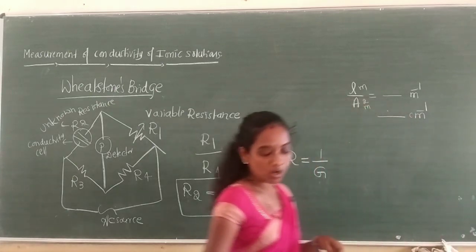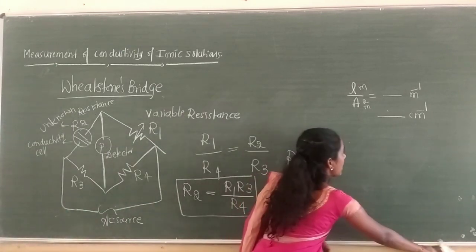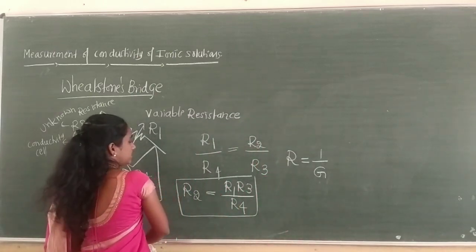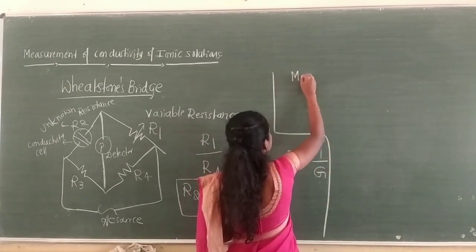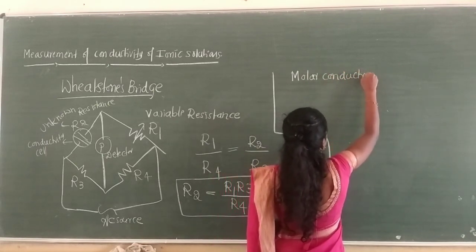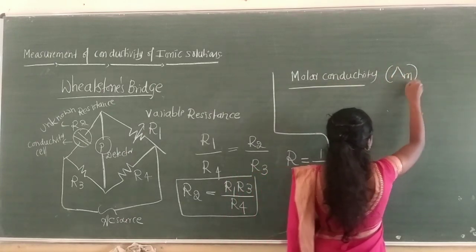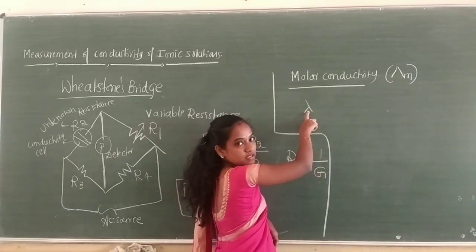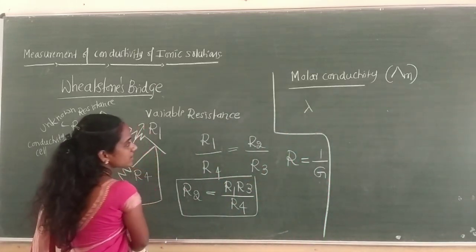One more important topic, that is molar conductivity. What is this molar conductivity? It is denoted by the symbol lambda m. If you write it like this, it is a capital letter lambda. If you write a small letter lambda, it will be like this. This is a capital letter lambda. What is molar conductivity?